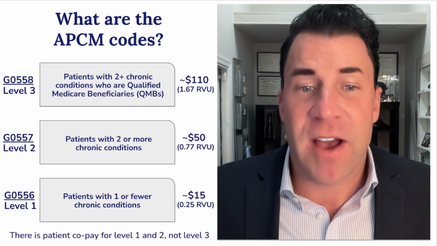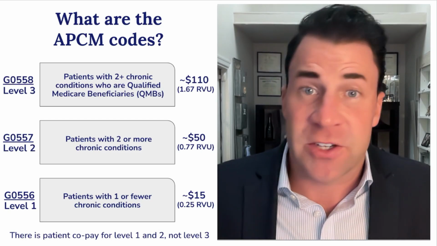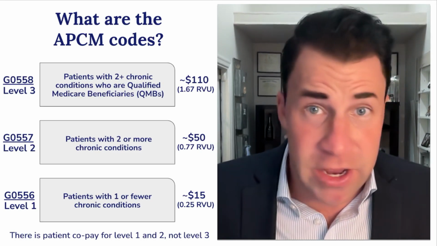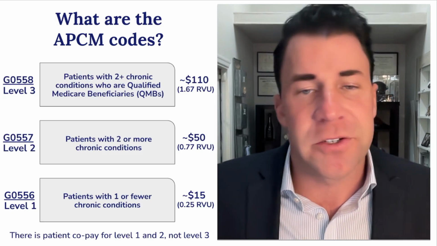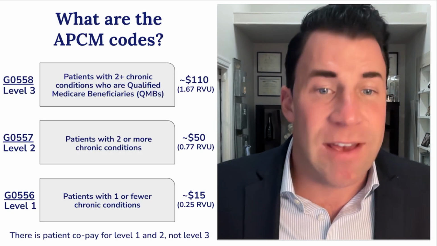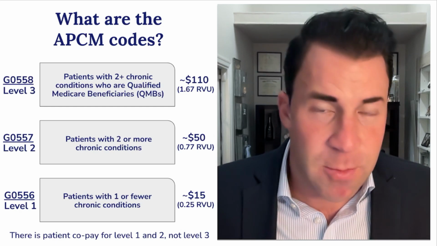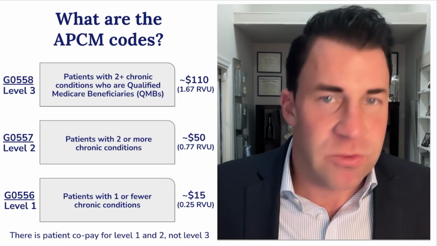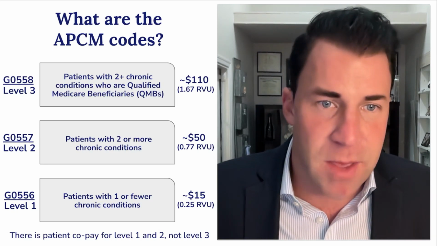This is G0556. These are patients with one or fewer chronic conditions. This is actually the first time CMS has released a care management code tied to a patient who may not have any chronic conditions. As you can imagine, it pays the least. It's about $15 per claim submitted. Level 2, G0557. This is patients with two or more chronic conditions. Those familiar with CCM, that 99490 code, nearly identical patients with two or more chronic conditions, but it does pay less, around $50 per claim submitted.